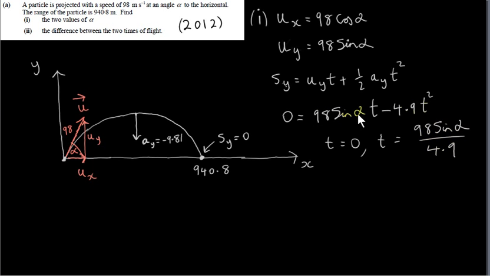So we've seen this before. This is a quadratic. We can factorize t out, so it's t into 98 sine alpha minus 4.9 times t. Put each factor equal to 0. We get a trivial solution at t equals 0, sy equals 0, of course. But this other value of t also gives us sy equals 0. So this time here is the time of flight. 98 divided by 4.9 is 20.